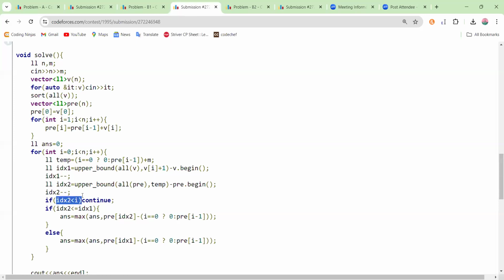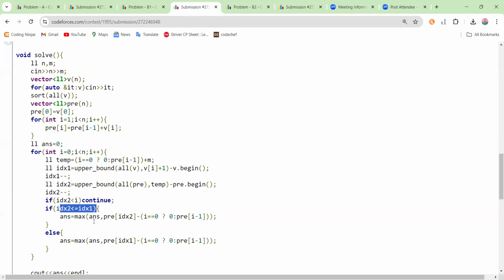Now if index 2 is less than I, that is, I can't take any element, even the element that I am standing at, in that case I am simply continuing. Otherwise, I am just keeping a check. If index 2 is less than or equal to index 1, this means that I can take till index 2.